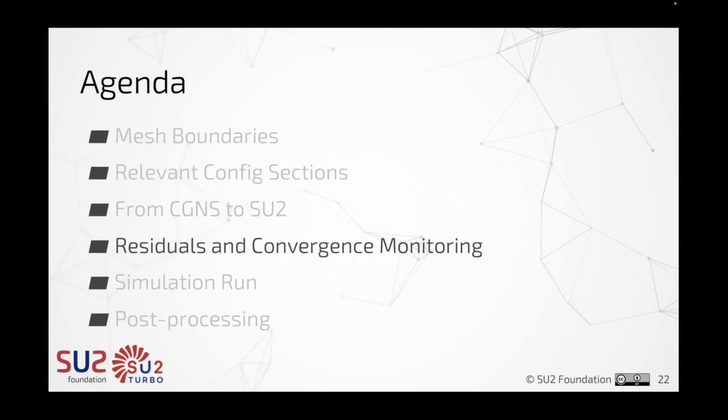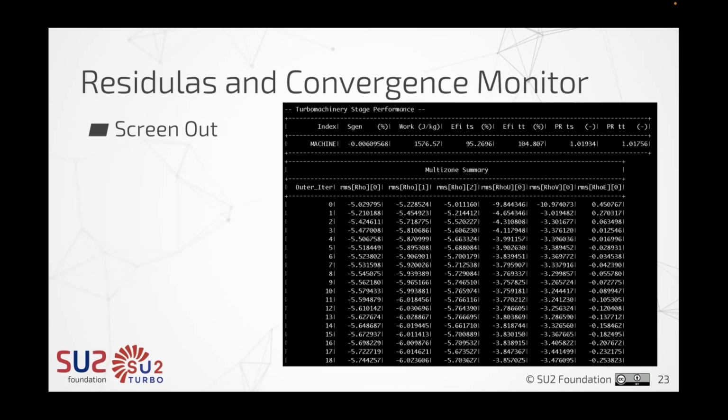So as we were saying, we want to be able to monitor our calculation, the convergence, and we want to establish convergence criteria. When we run the calculation, as we will see in a while, we will get some output similar to this. First of all, we will have a summary of the turbomachinery performance, so total-to-static and total-to-total efficiency, and a list of residual values. Of course, these values are nonsense, because as you can see here, this was the very first iteration.